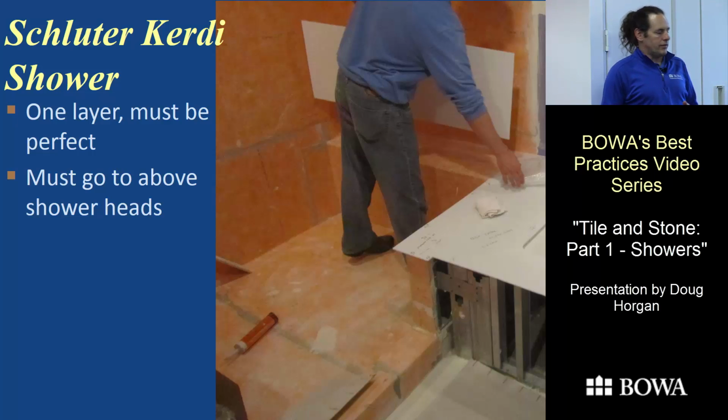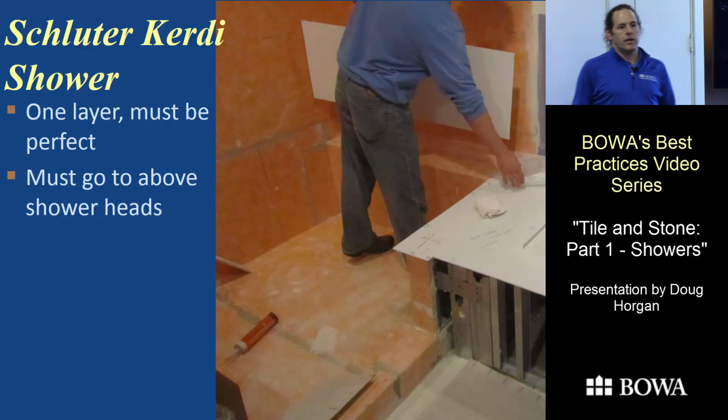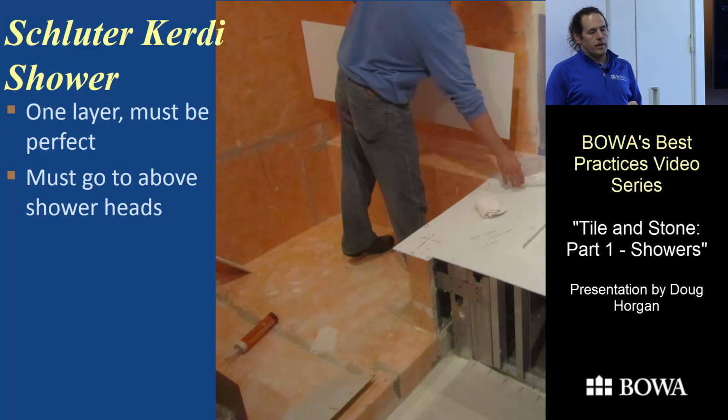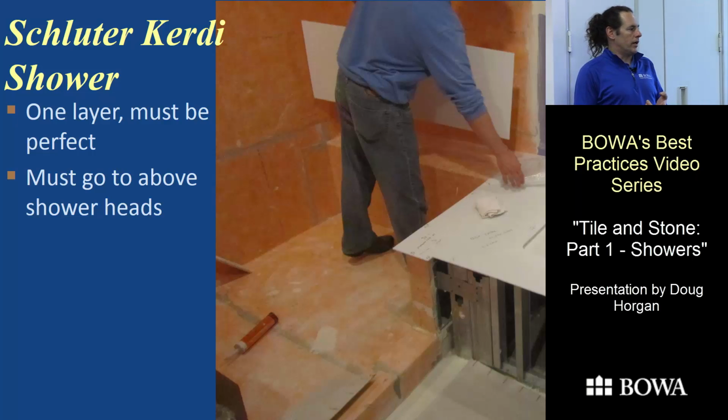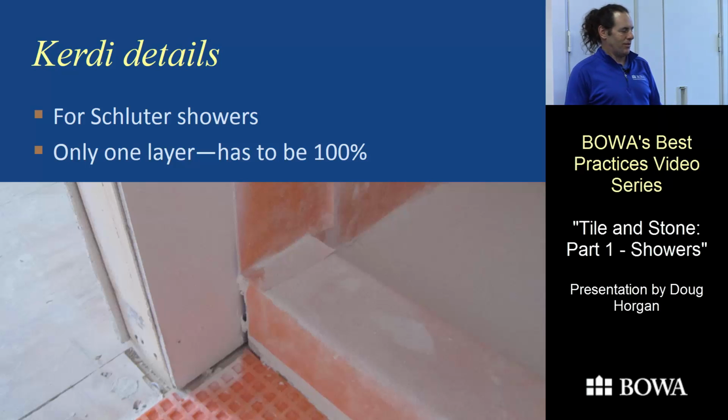And I've seen a number of tile companies who, for some reason, don't seem to understand how important it is that the Kerdi be perfect and that it run anywhere where there's going to be water. So sometimes they run it up this high. And any water that leaks through the wall up here is out of the system. It's into the house. So you have to be careful with that. No redundancy, no mistakes. We have to be on our toes with those guys.